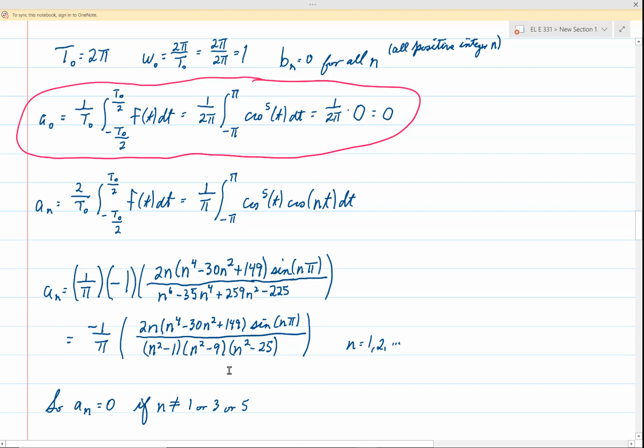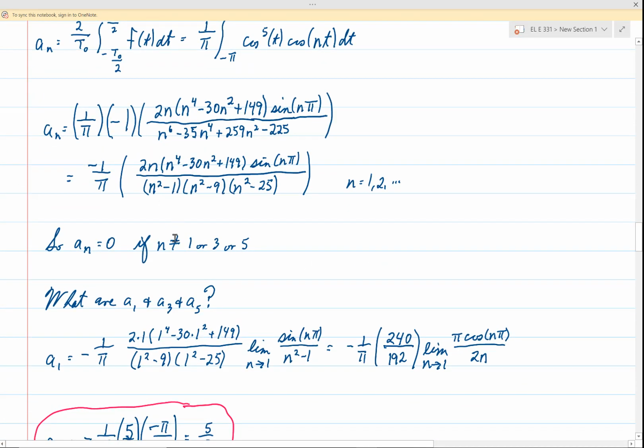Now, we don't need to worry about the negative roots because the index of the summation only has positive values. It starts at 1 and then goes 1, 2, 3, and so on. But the positive values 1, 3, and 5, we do have to concern ourselves about, because for those 3 values of n, this expression is going to have the form 0 over 0. And so once again, we will use L'Hopital's rule to evaluate the coefficients in those 3 cases.